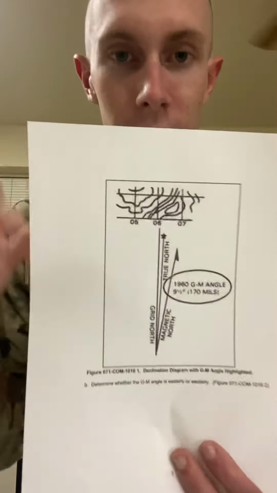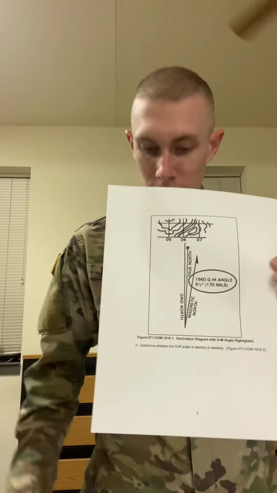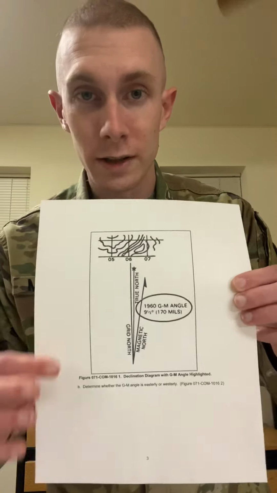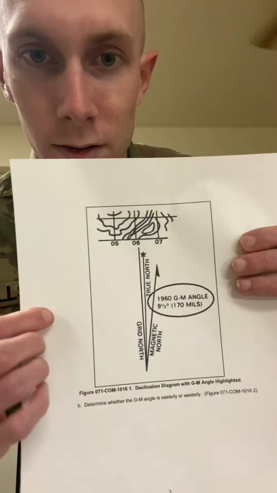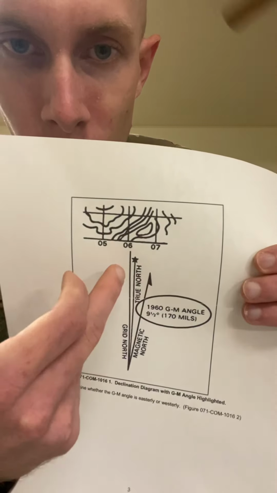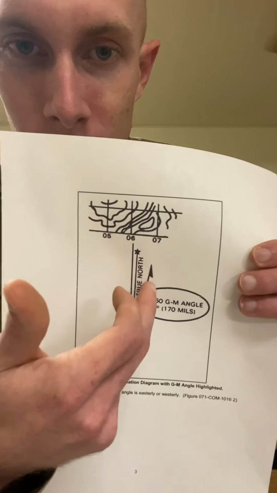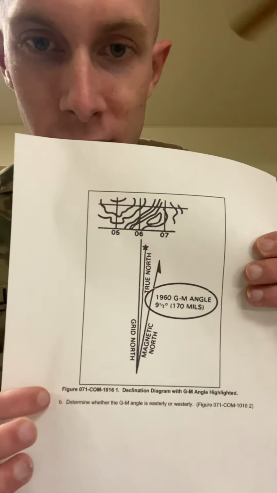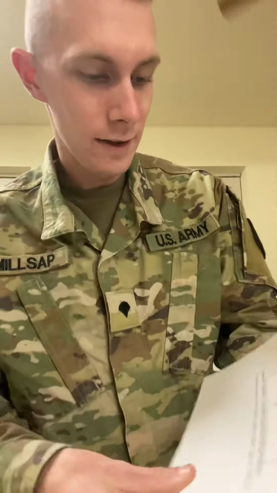Okay, so the first task is going to be the diagram. It's going to be the continuous diagram that we're going to be using throughout this whole session. So you're going to have your grid north, your magnetic north, and the first task is going to be to determine if the angle is easterly or westerly. So you're going to see this diagram plenty of times.